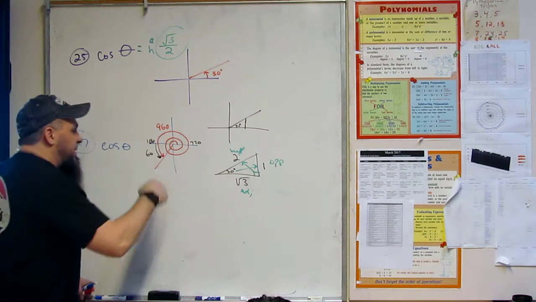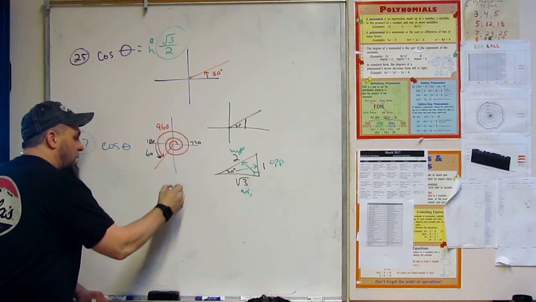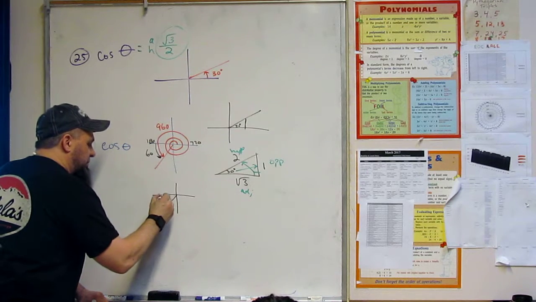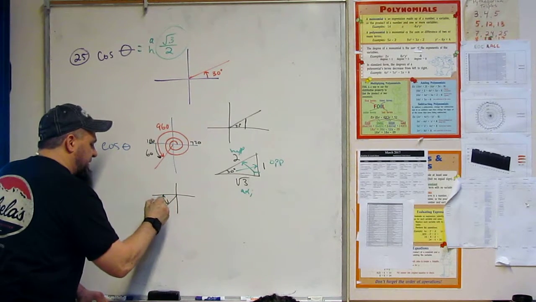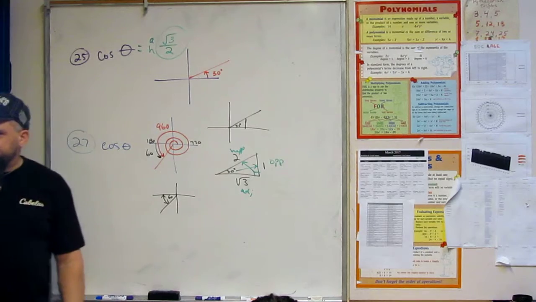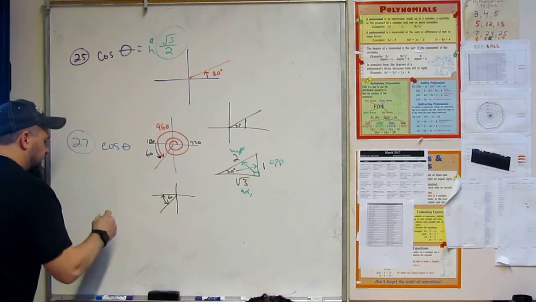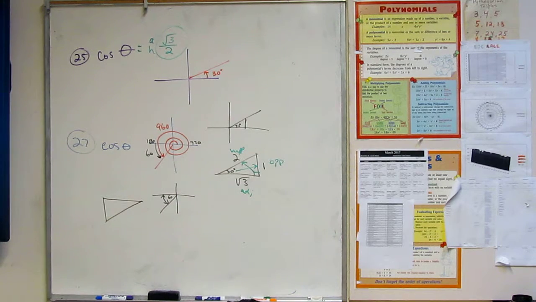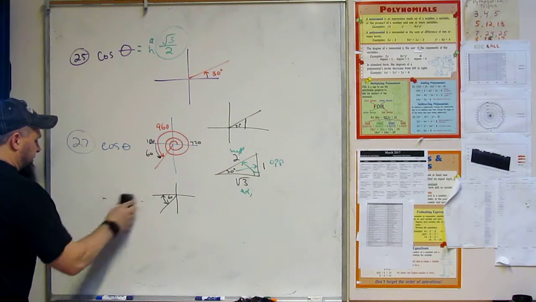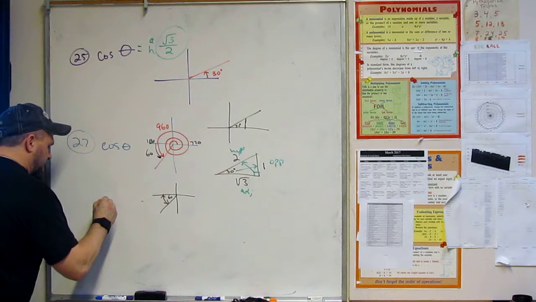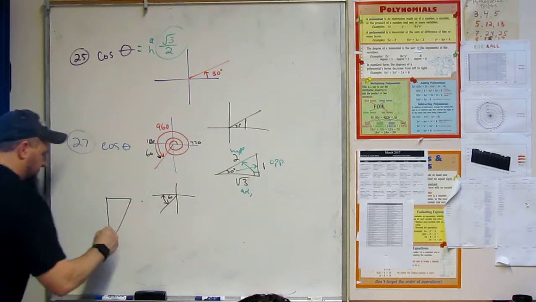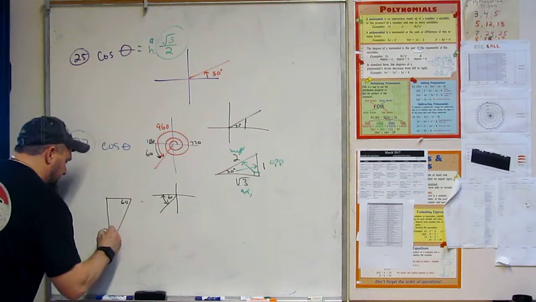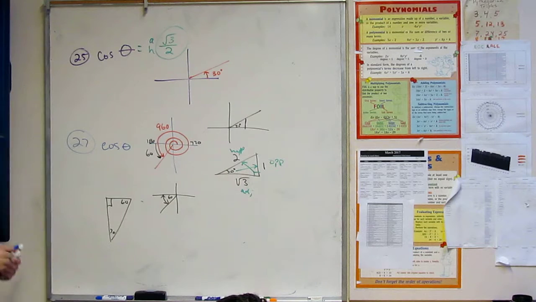So what we're talking about in this case is a reference angle of 60 degrees, right? Which means I'm talking about this triangle, right? Oops, I'm not talking about that triangle. I'm talking about this triangle, right? Because 60 degrees is here, 30 degrees is here, and this is 90, right?